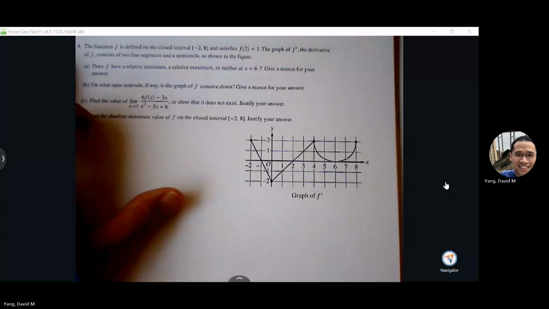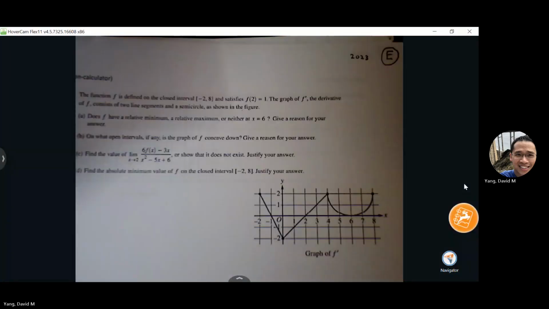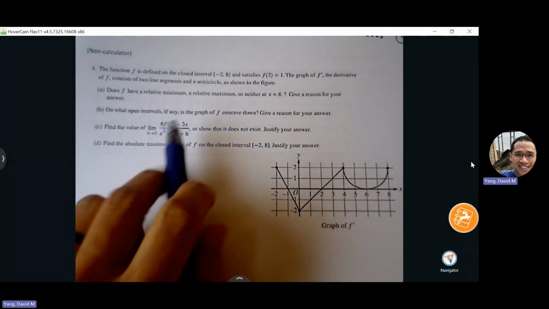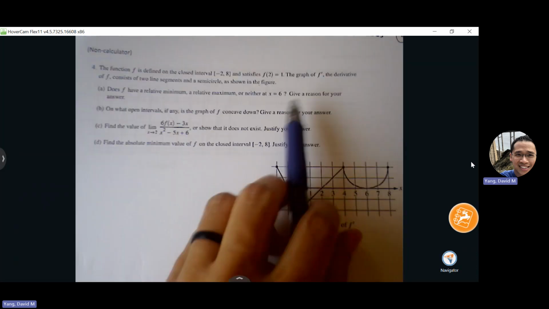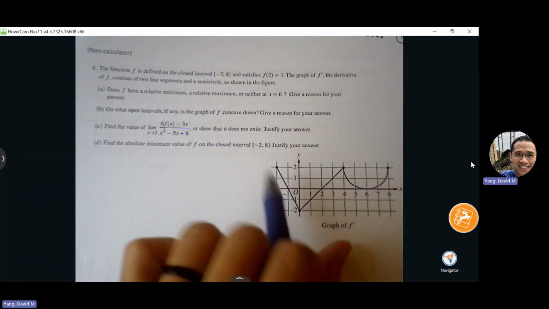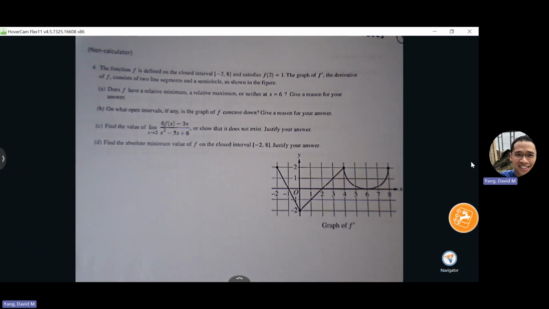Here's number 4. Okay, function f is defined on the closed interval from -2 to 8, satisfies ordered pair (2, 1). F prime is given. We have a semicircle and 2 line segments. Does f have a relative minimum, relative max? Give reasons for our answer.